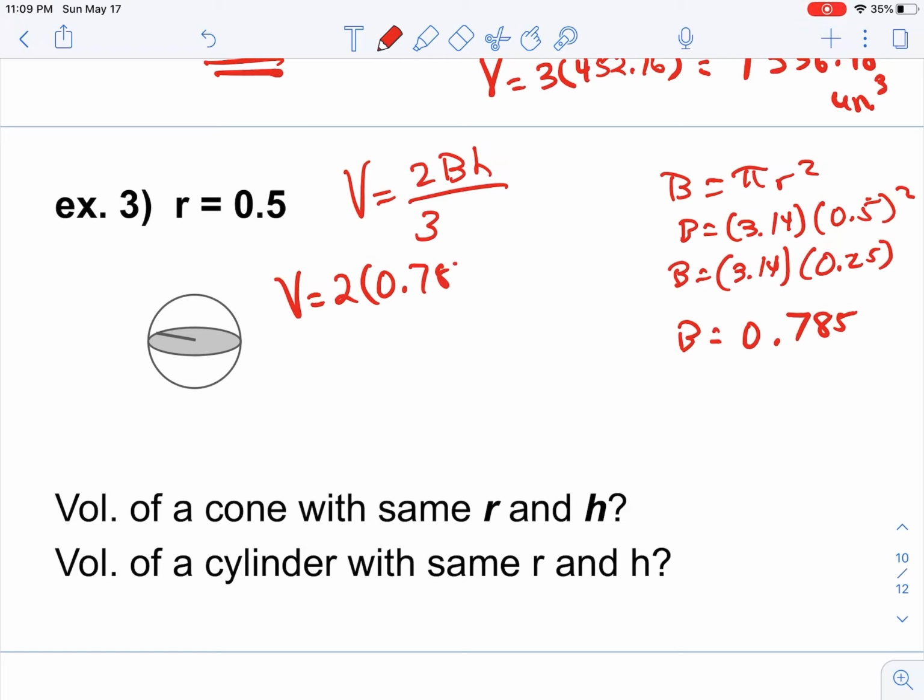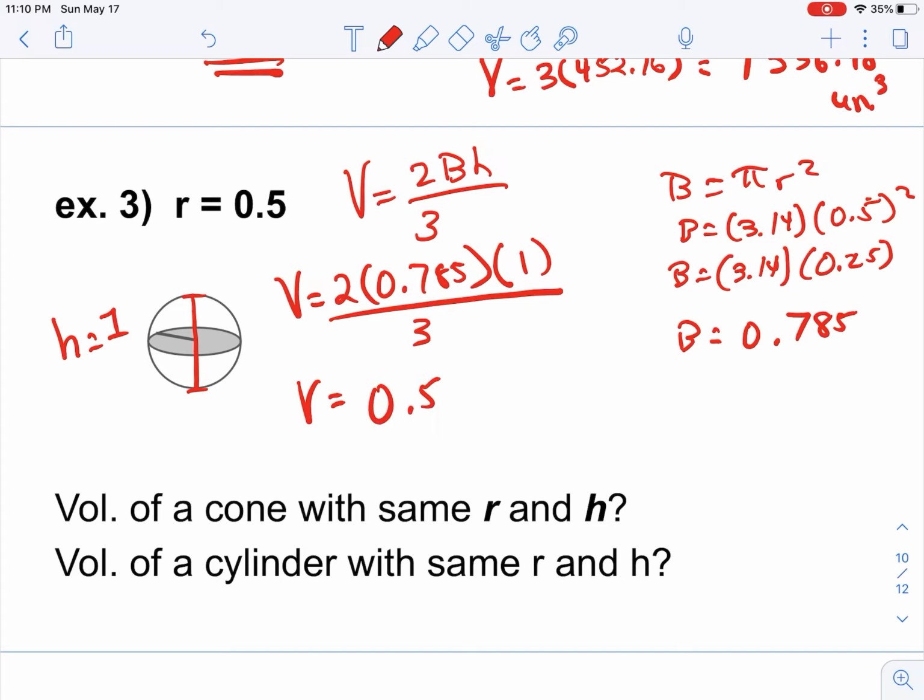So our volume equals 2 times 0.785 times the height. If the radius is 0.5, and the height is going to be twice that, so the height is going to be equal to just 1. All over 3. So now we have 2 times 0.785. Don't really need to multiply times 1, see what that equals, and then divided by 3. I have 0.52 with 3 repeating, so let's just call it 0.52 units cubed.